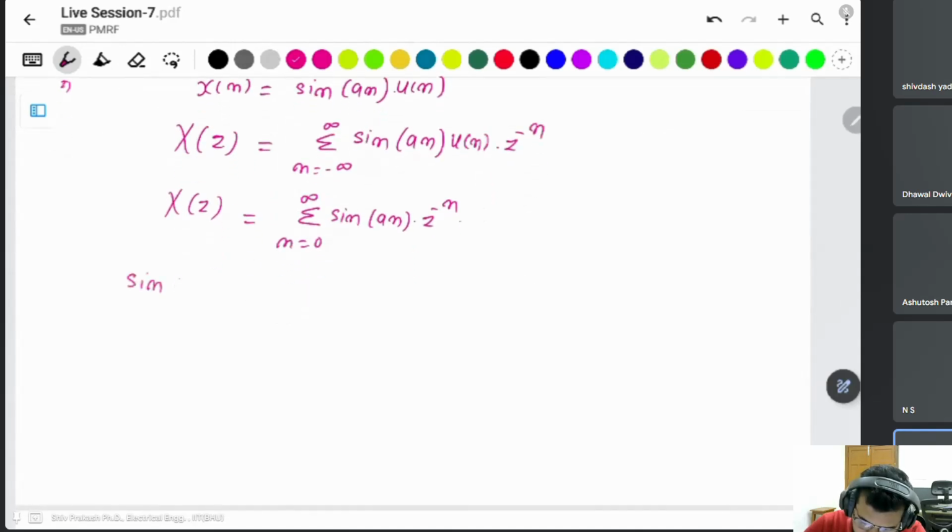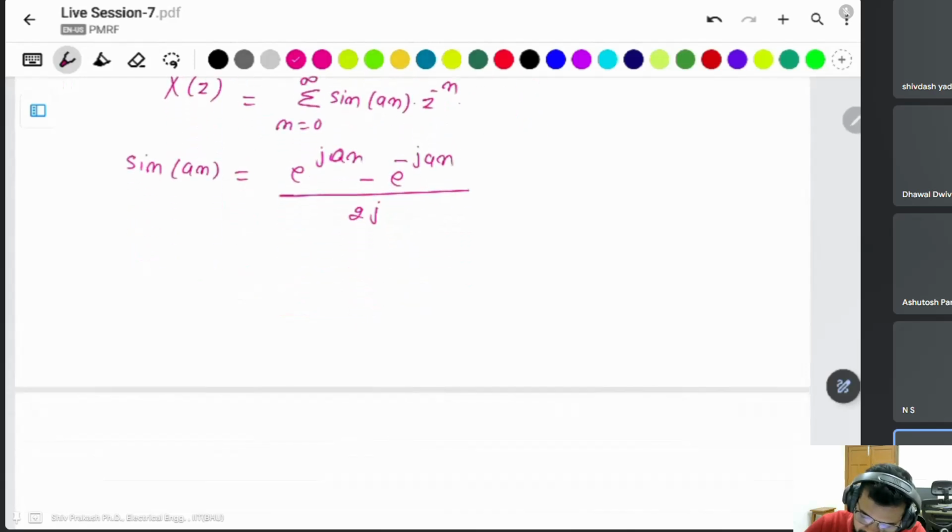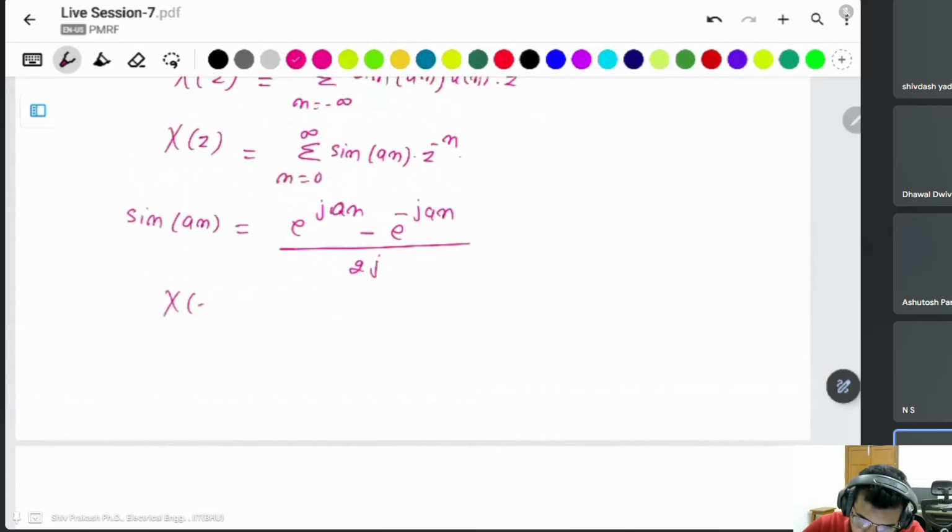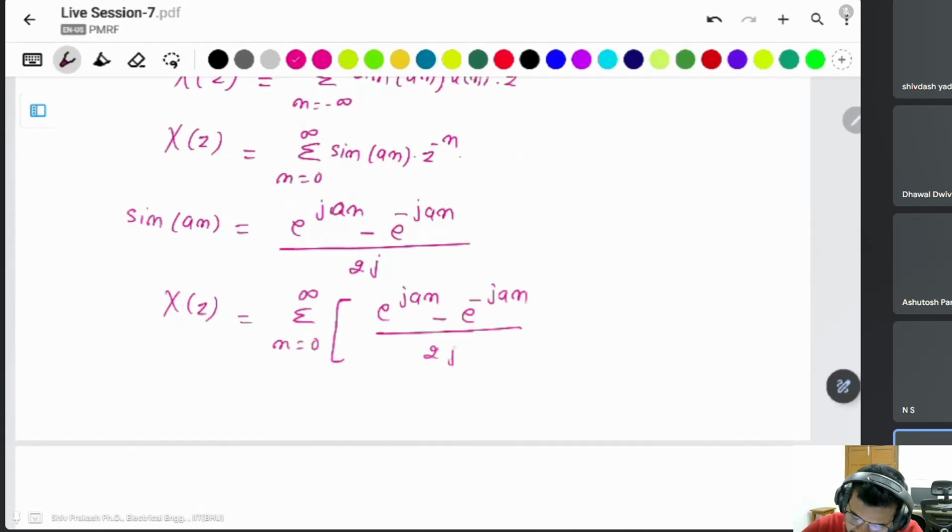You know that sin theta can be written as e to the power of j theta minus e to the power of minus j theta, divided by 2j. The same thing you can apply here. X(z) is equal to the summation from n equals 0 to infinity of (e to the power of j an minus e to the power of minus j an) divided by 2j, into z to the power of minus n.